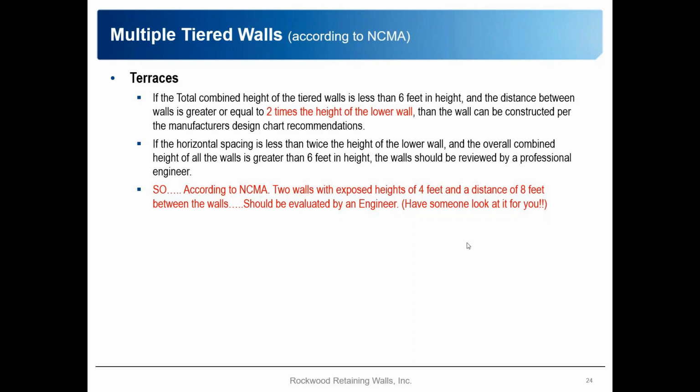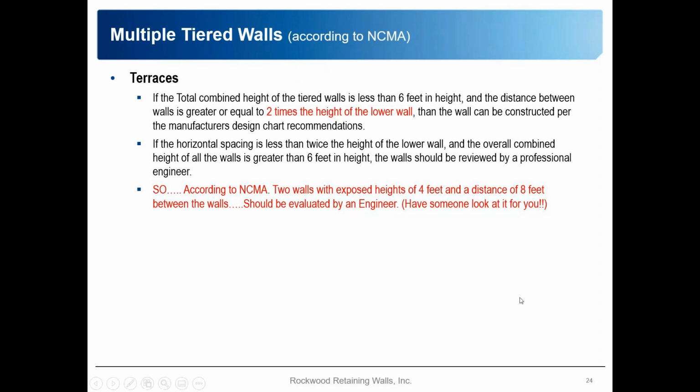Now, National Concrete Masonry Association, which is our industry association that helps provide us with additional guidelines, takes it even a step further. In this case, they say if the total combined height of the tiered walls is less than 6 feet and the distance of the walls is greater or equal to 2 times the height of the lower wall, it can be structured per manufacturer's recommendations.